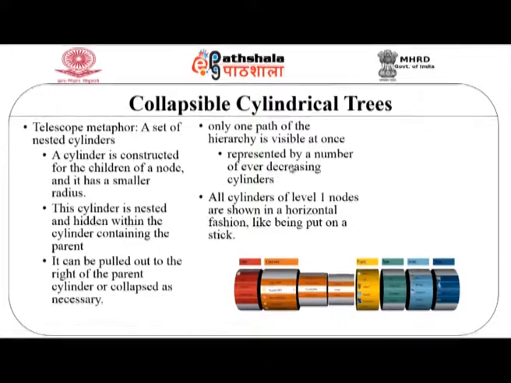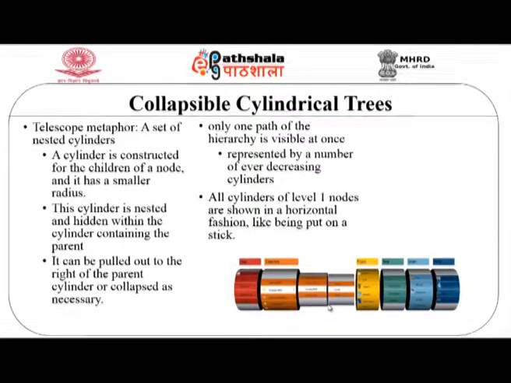Another kind of tree is a collapsible cylindrical tree. This is a very good example of a collapsible cylindrical tree visualization. Here it follows a telescope metaphor, that is a set of nested triangles as such. A cylinder is basically constructed, a set of nested cylinders as such. A cylinder is constructed for the children of a node and it has a smaller radius. This cylinder is nested and hidden within the cylinder which contains the parent.